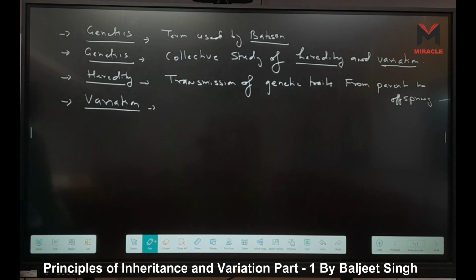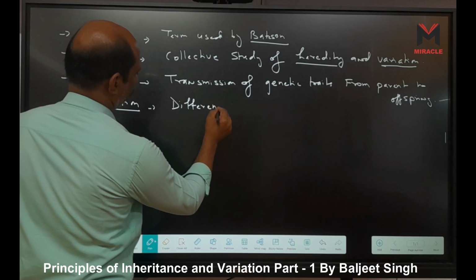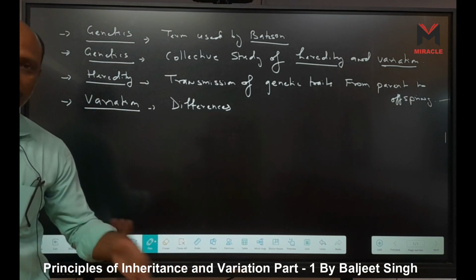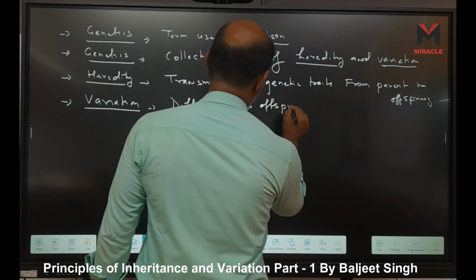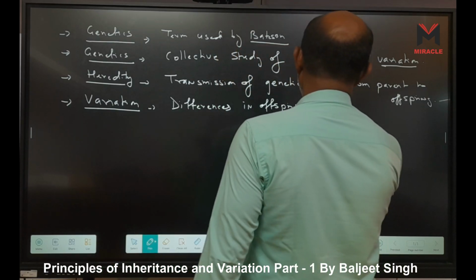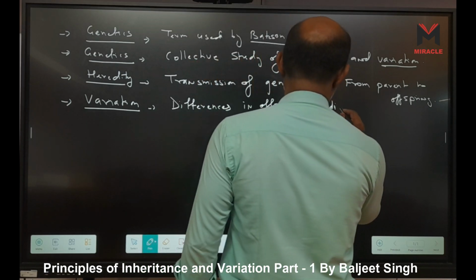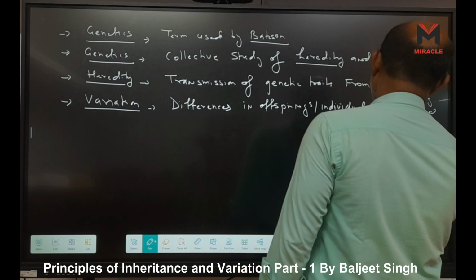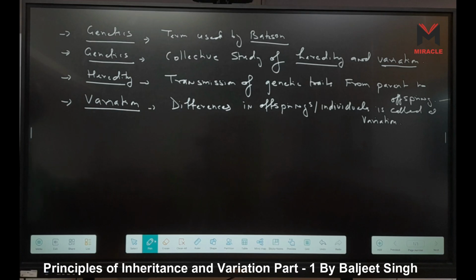Variation means variety, means different. Individuals have some differences. Individuals have differences from their parents. Because they are different from parents, these differences are called variation, right? Differences in offspring or individuals are called variation. So these are some terms. What is genetics? Who used this term? What is heredity and what is variation?